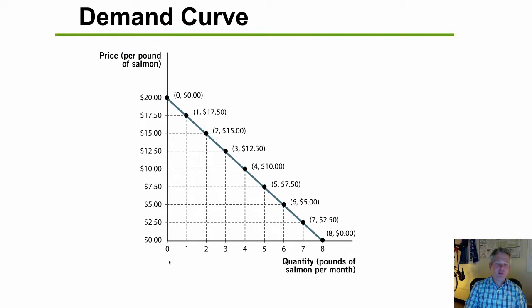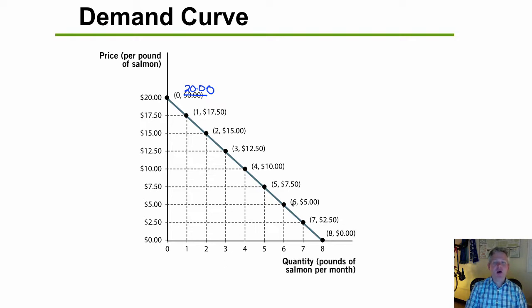Remember, at a price of 20, she demanded 0. There's an error here. This should be $20. Again, it's just a coordinate. It's the x value and the y value. So at 17.50, she would demand 1. At 15, she would demand 2. At 12.50, she would demand 3.